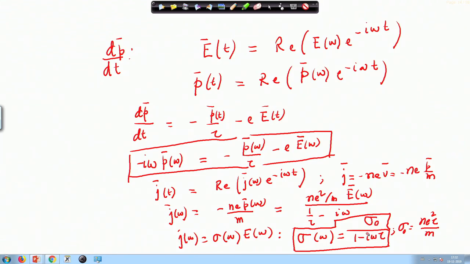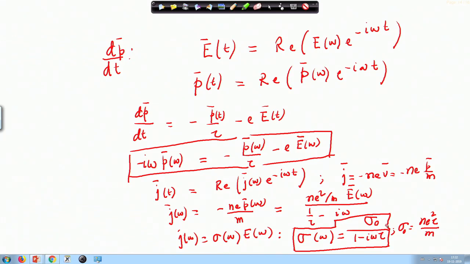But typically these frequencies are fairly high, particularly for electromagnetic radiations. These are in the terahertz region, 10 to the power 15 hertz or so. So, there you have to actually keep it.